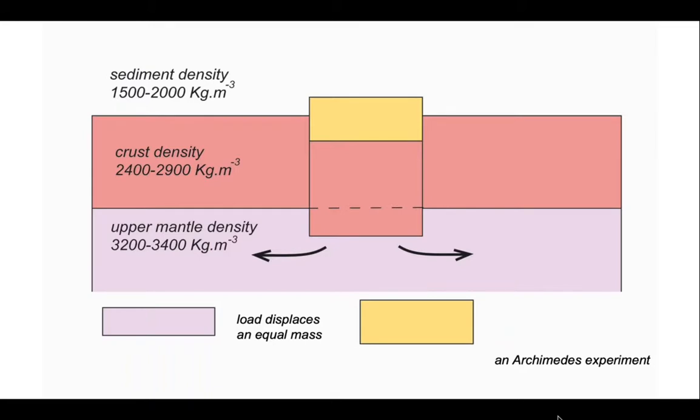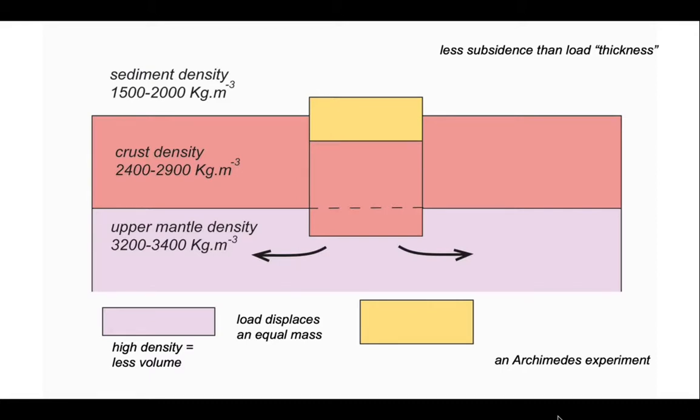Now what Archimedes demonstrated was that the load displaces an equal mass of the fluid upon which it's floating, in this case the upper mantle. But because the upper mantle has a higher density than the sediment, the volume of upper mantle that is displaced is less than the amount of sediment. Therefore, our sediment load pokes out at the top. So this is a really important point. The mantle at depth has a higher density, therefore takes up less volume than the sediment load that's imposed upon the top of the plate. So there's less subsidence of our sediment column than the height of this column itself.